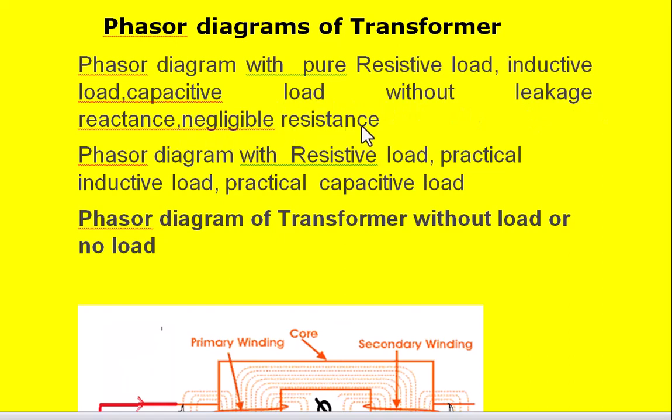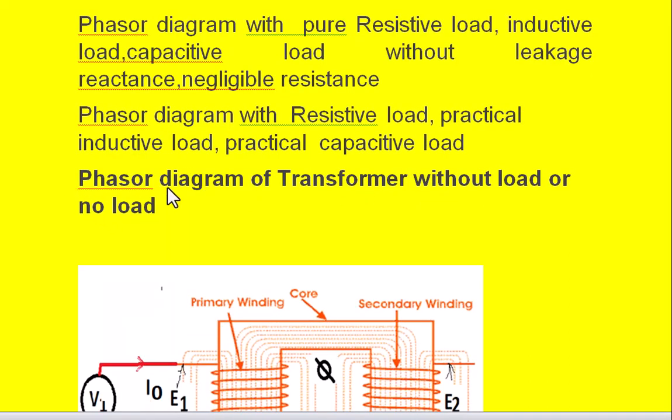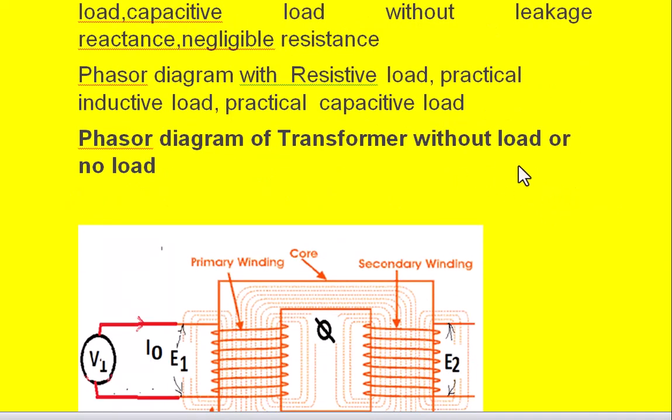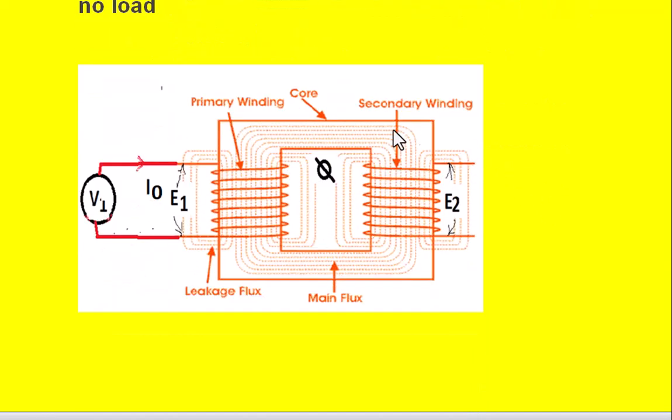means negligible resistance also present. Similarly, the phasor diagram with resistive load, practical inductive load, practical capacitive load. Before we discuss these two phasor diagrams, let me first consider the phasor diagram of the transformer under no load condition, that is, also without load. And if you draw the diagram, it will be like this.